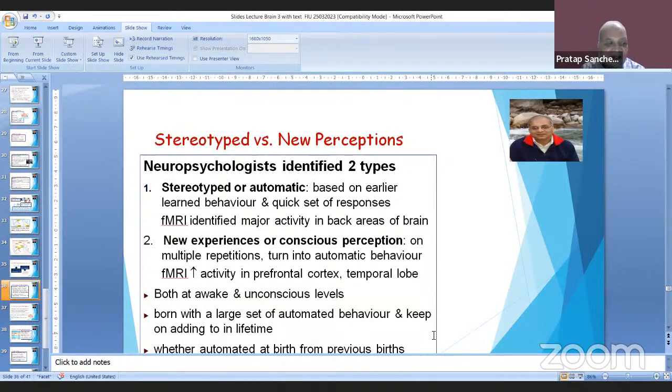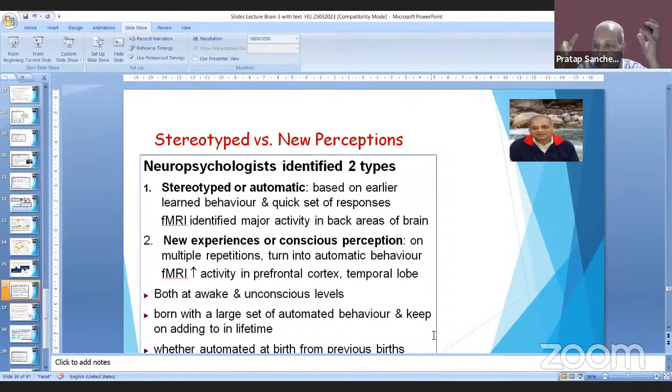Another important one: we have two types of perceptions, either stereotyped, meaning I have seen it earlier and it is repeated, or a totally new perception. Stereotyped or automatic perception is based on learned behavior or a quick set of responses, because we have already made circuits in our brain for that information and perception. fMRI has identified major activity in the back, the occipital area of our brain, not just for vision but for all the senses. Whereas new experiences or conscious perceptions come with repeated or multiple repetitions. It turns automatic, and when it becomes repeated, it becomes a stereotype.